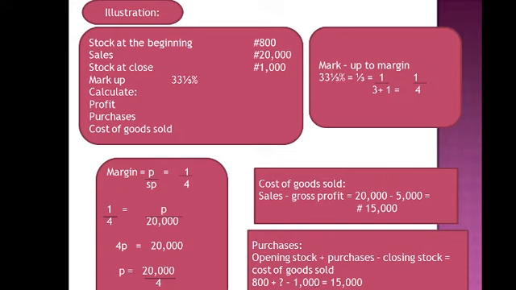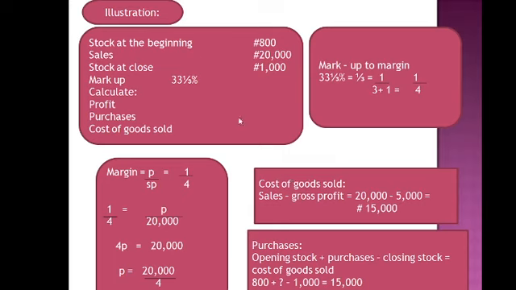Now purchases equals 15,000 plus 1,000 minus 800. 15,000 is the cost of goods sold, plus 1,000. What is 1,000? If you have been following, it is the closing stock, minus opening stock, equals 15,200. So our purchases is 15,200. Now we've been able to get our profit, our purchases, and our cost of goods sold.